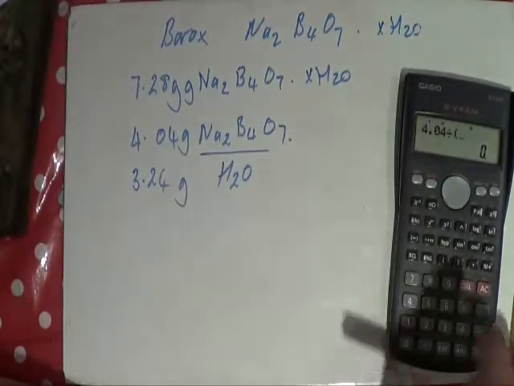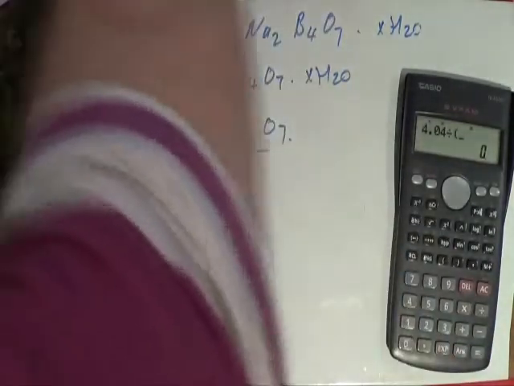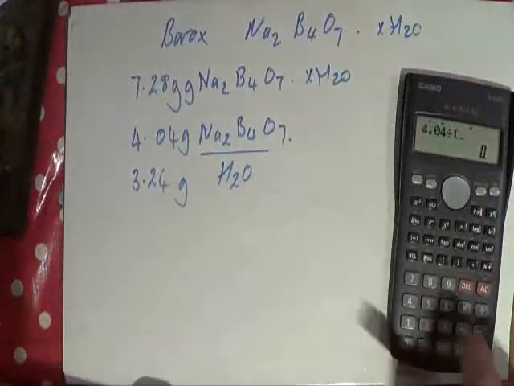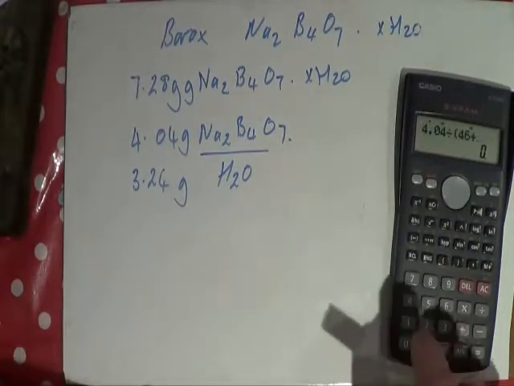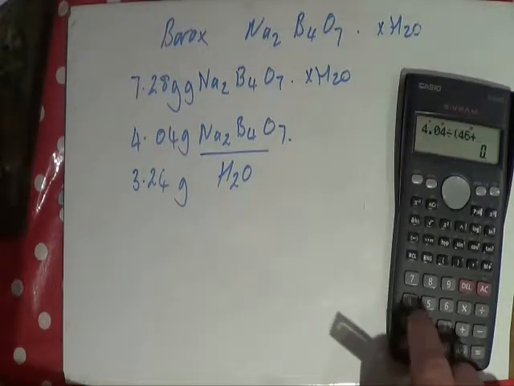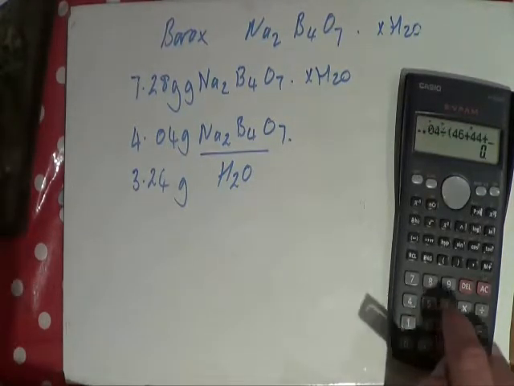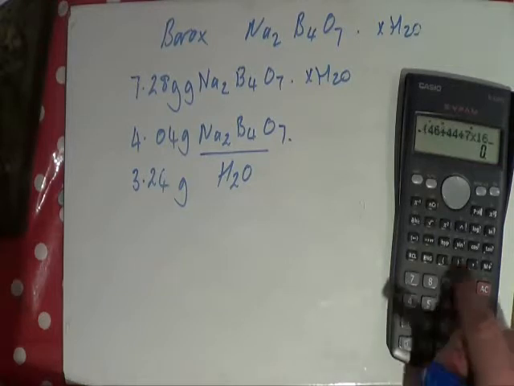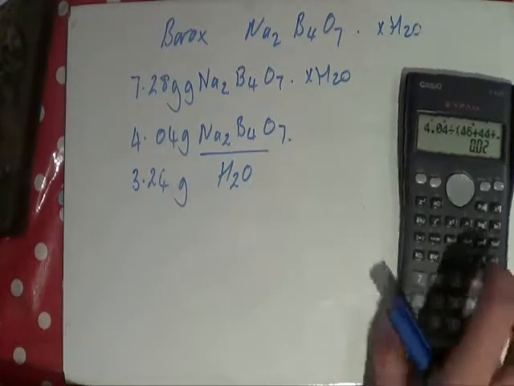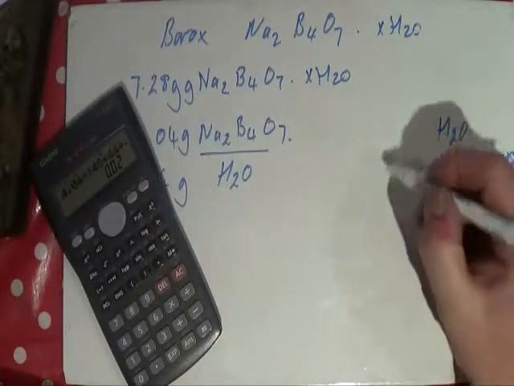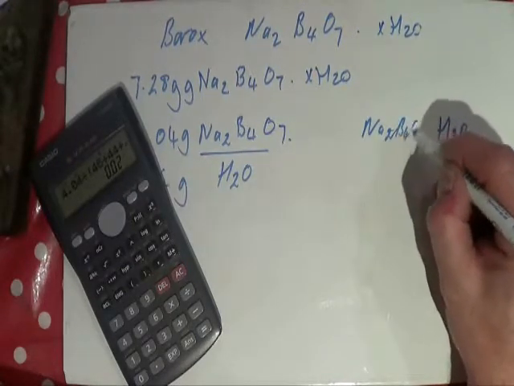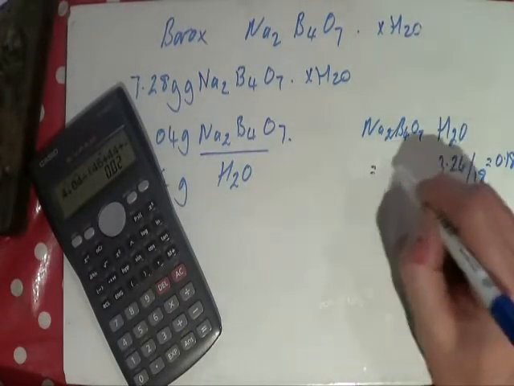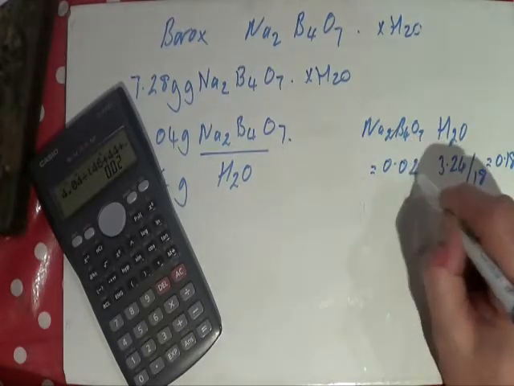The RFM of that is: sodium is 23, so we've got 2 of them, which is 46. Boron is 11, we've got 4 of them, which is 44, and we have 7 oxygens. So that gives us, over the RFM of Na2B4O7, 0.02 moles.